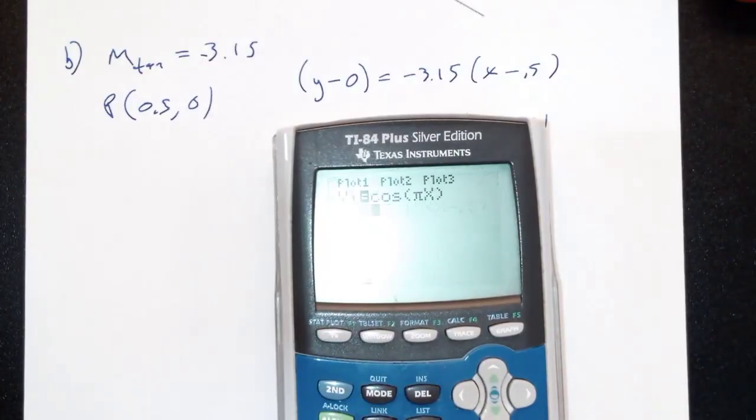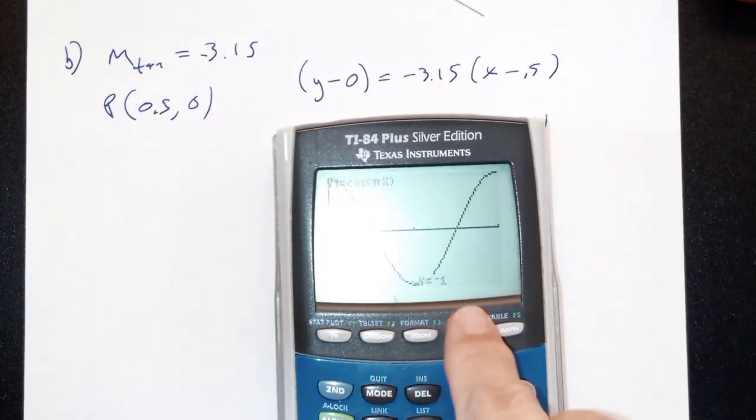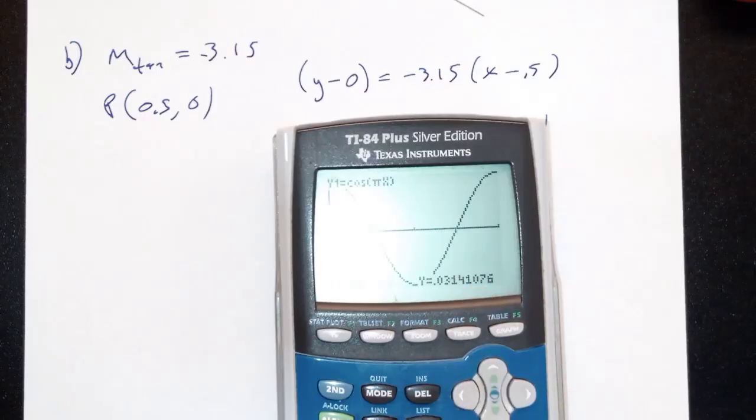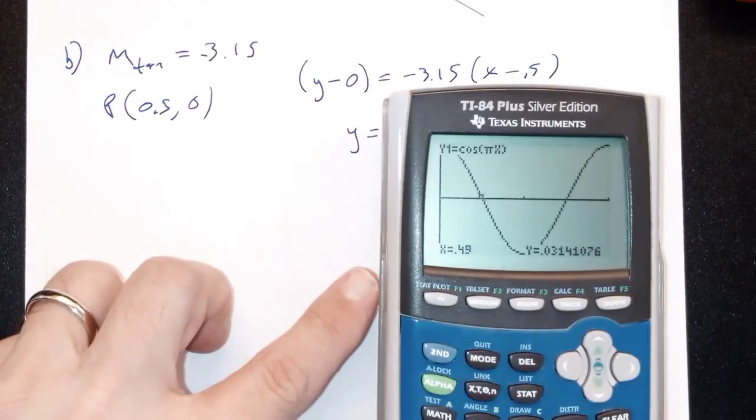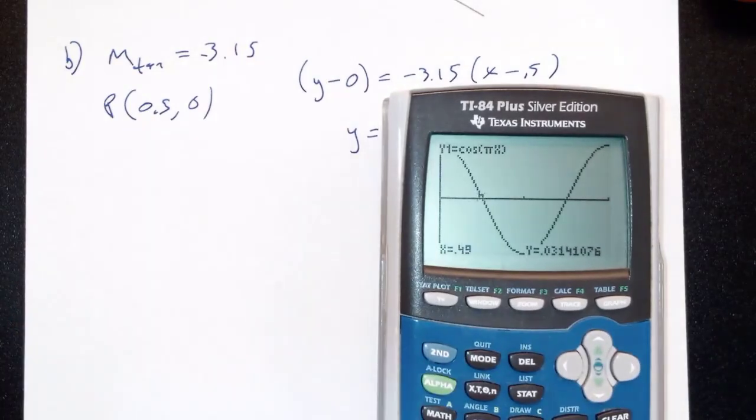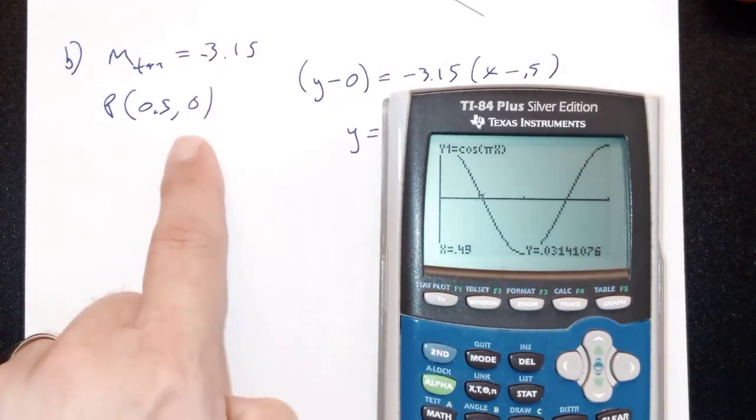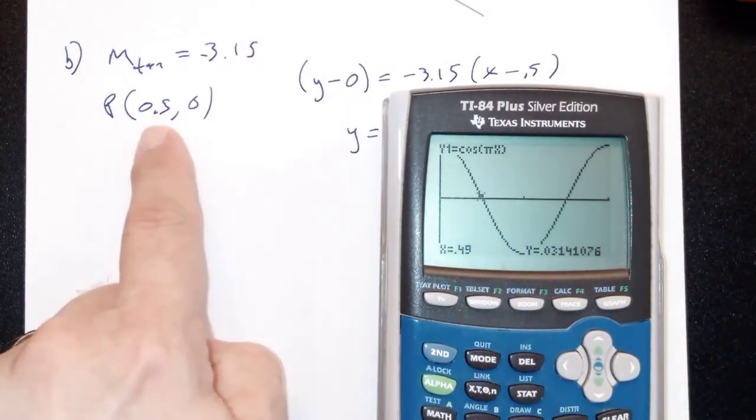Okay. What was one of the X values we used? 0.49. I'm just going to use 0.49. If I hit trace and type in 0.49, it gives me a y value. That minus 0, because that's the y value for this point, and then 0.49 minus 0.5.